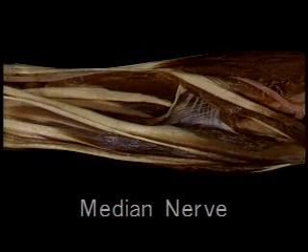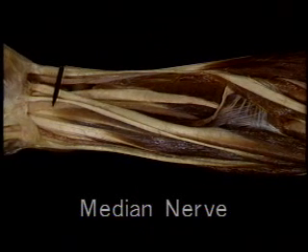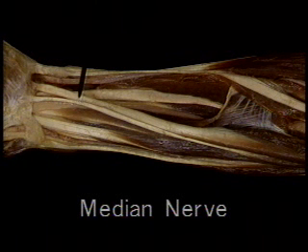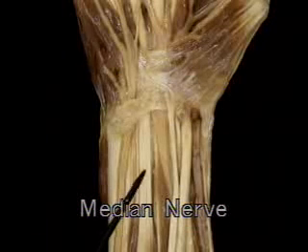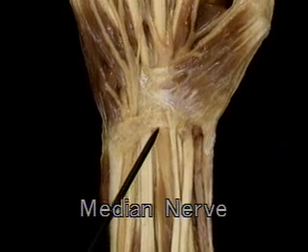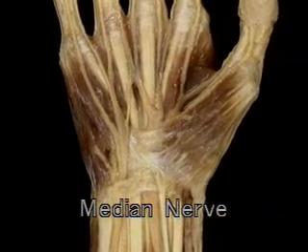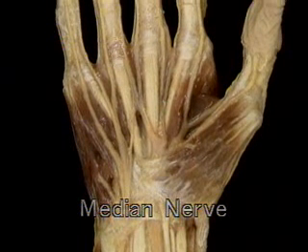It emerges at the wrist to the radial side of the superficialis tendons. It's crossed by the tendons of palmaris longus and flexor carpi radialis. The median nerve passes through the carpal tunnel to reach the hand. It lies just beneath the palmar aponeurosis, which has been removed here.